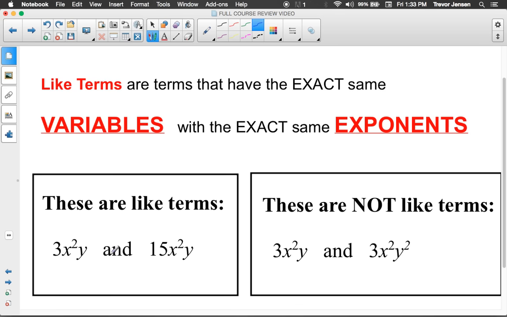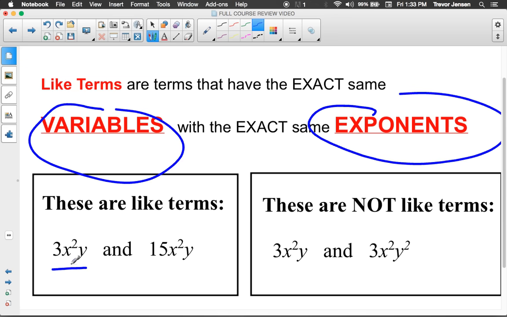Let's look at collecting like terms now. So first of all, what are like terms? Like terms are terms that have the exact same variables with the exact same exponents. For example, these 2 terms, they have the exact same variables. They both have an x and a y, and on those variables are the exact same exponents. On the x is a 2, and on the y is a 1 on both of them. So those are like terms. The fact that the coefficients are different does not make them not like terms. The coefficients don't matter when deciding if they're like terms or not. You just look at the variables and the exponents.